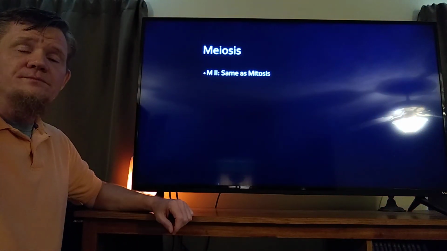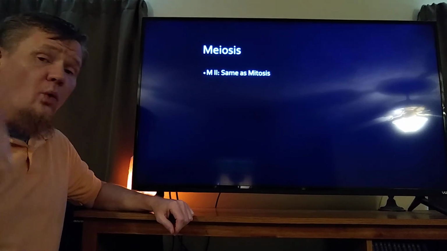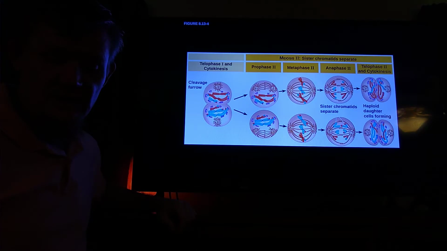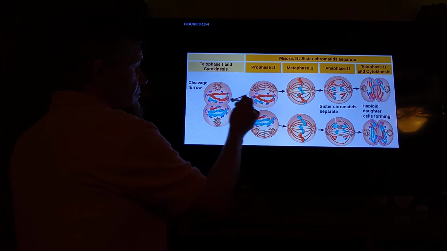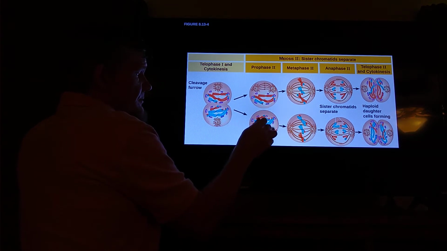Once I go through prophase, metaphase, anaphase, telophase 1, now it's time to start prophase, metaphase, anaphase, telophase 2. Here's my one cell that's about to split in two. I've now split it in two.